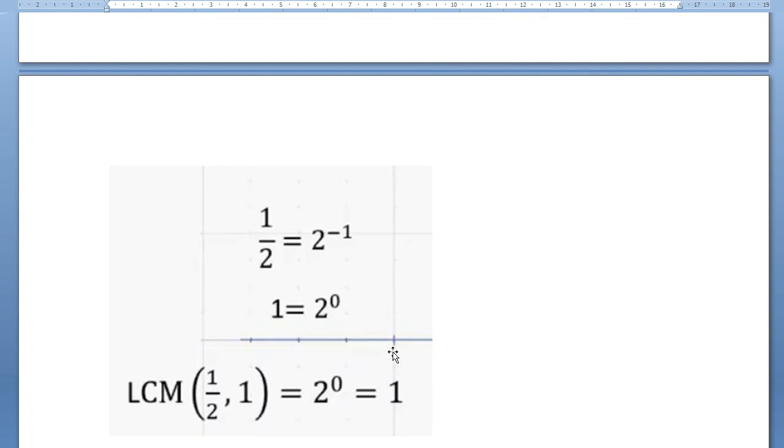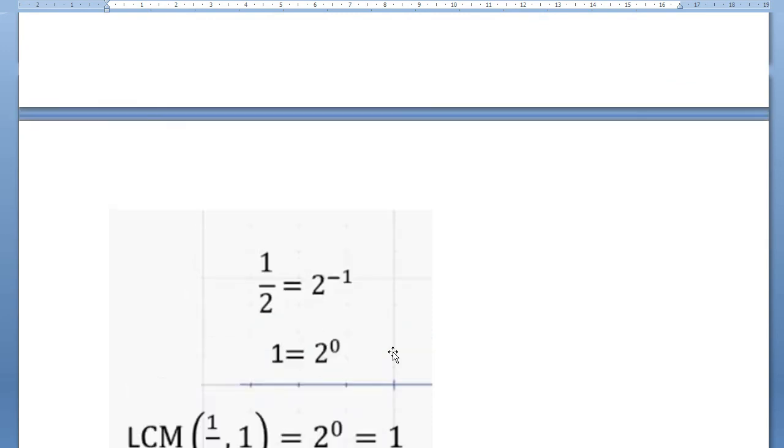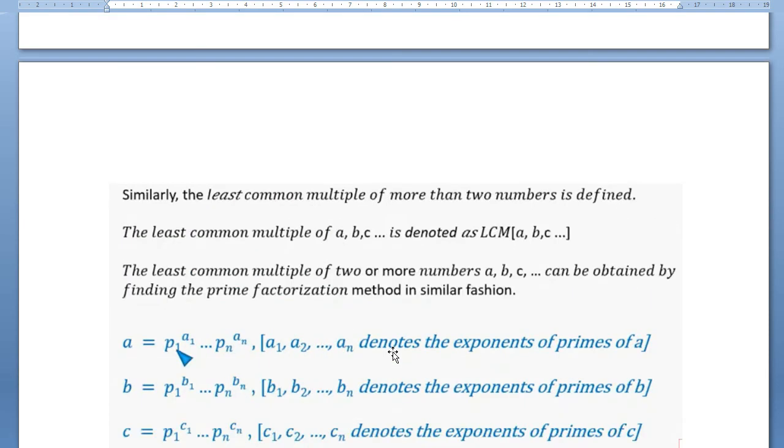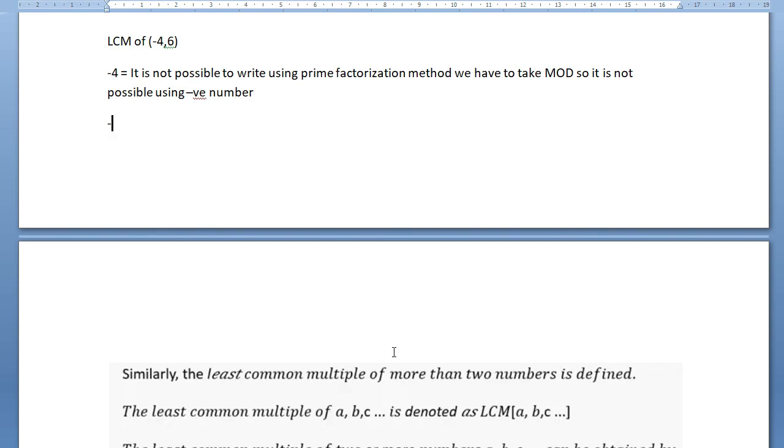But the question is still there: the LCM of negative numbers is not possible using the prime factorization method until and unless you take the mod of the numbers. Thank you.